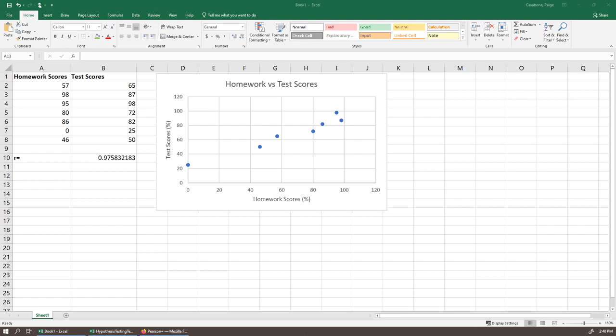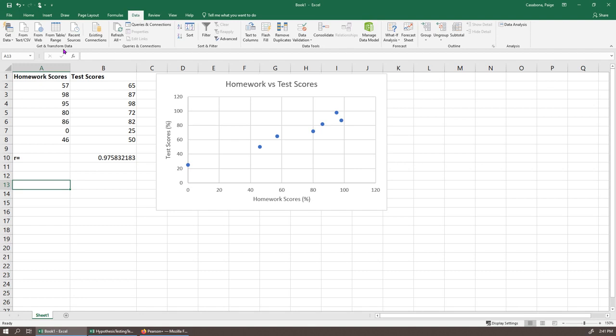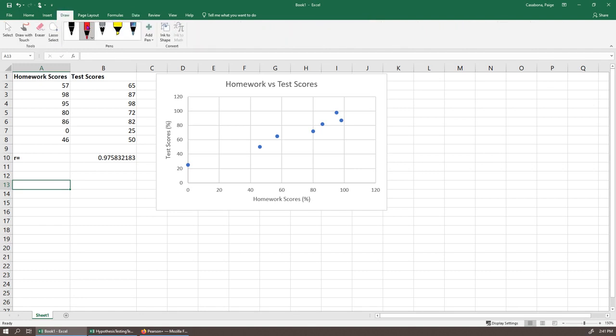Everyone, in this video I wanted to look at options you have for determining the level of correlation for a data set. So this is following up from the video about creating a scatter plot and finding the correlation coefficient. For this set of data, I have already found the correlation coefficient, which is right here. This is the R value.